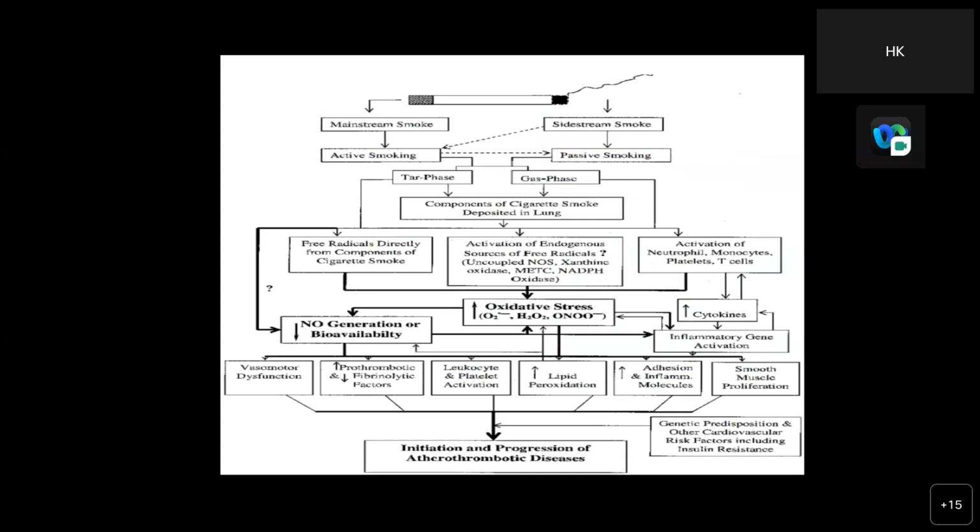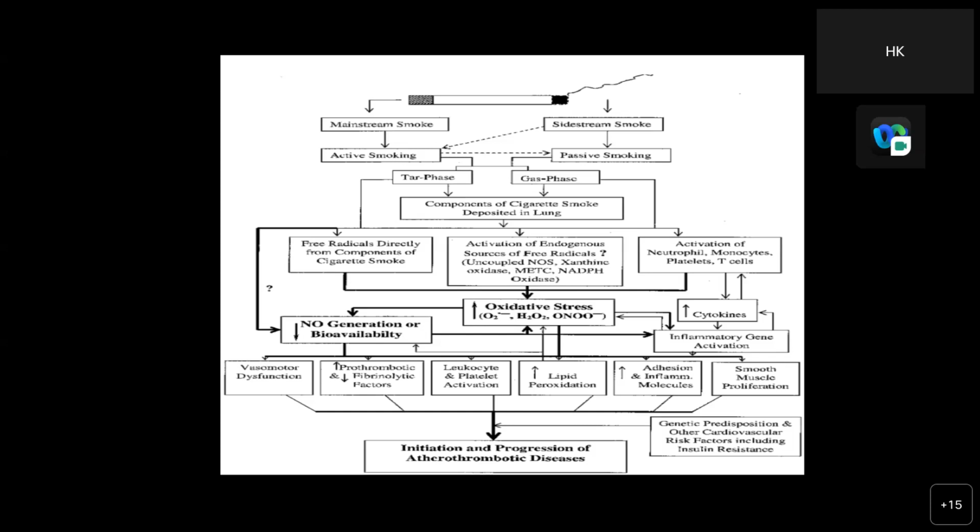Smoke is divided into two types: mainstream smoke and side stream smoke. Mainstream smoke is active smoking, and side stream smoke involves passive smoking. Active and passive smoking involve two phases: the tar phase and the gas phase. Both phases lead to deposition of nicotine components in the lung, which further increases free radical release, and also activate endogenous sources of free radicals by increasing xanthine oxidase, nitric oxide synthase levels, and NADPH oxidases. They also increase the inflammatory process by activation of neutrophils, monocytes, platelets, and T cells.